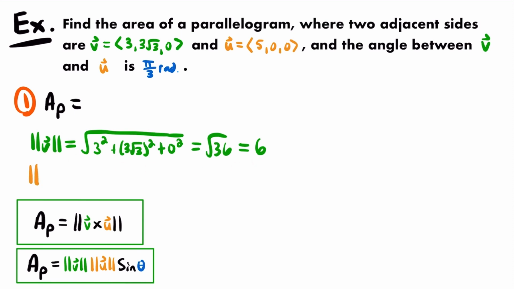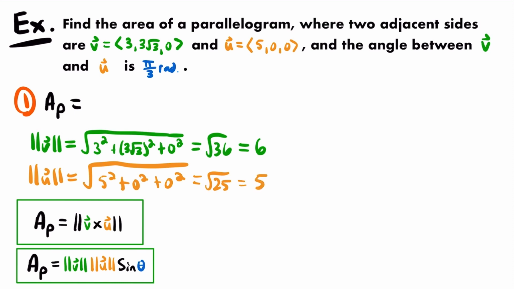And then let's take the magnitude of vector u. That will be equal to the square root of the sum of its components squared, which is pretty easy in this case. Our components are 5, 0, and 0. So we're going to have 5 squared plus 0 squared plus 0 squared. 5 squared is 25, and then obviously 0 squared is 0. So we have 25 plus 0, which is 25. So this is just the square root of 25, which is 5.